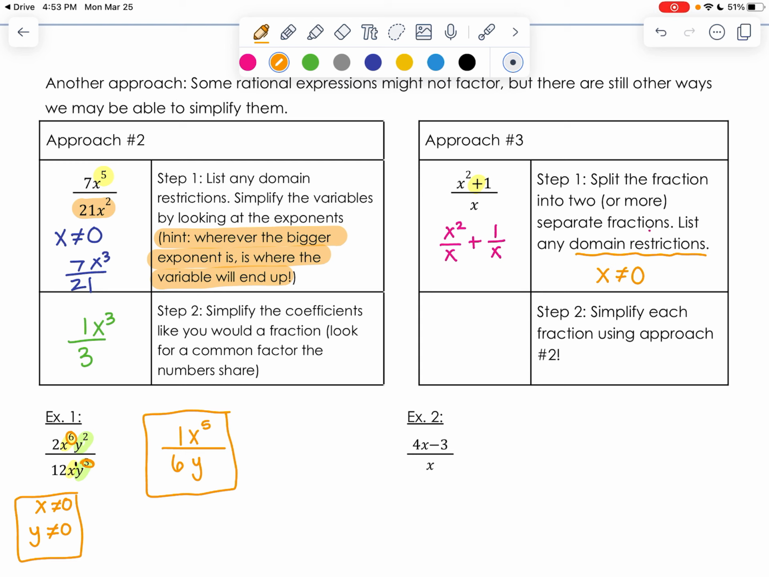Now, step 2 is to simplify each individual fraction using approach number 2 that we just learned. So like x squared over x, I have x squared over x to the first power. 2 minus 1 is 1, so we're left with just x to the first power. And it should go in the numerator because 2 is the bigger exponent. But there's nothing else in this fraction, so really we can just write x. We don't have to put it over 1. Then for 1 over x, that does not simplify at all, so that one will just stay the same, and we simplify this to x plus 1 over x.